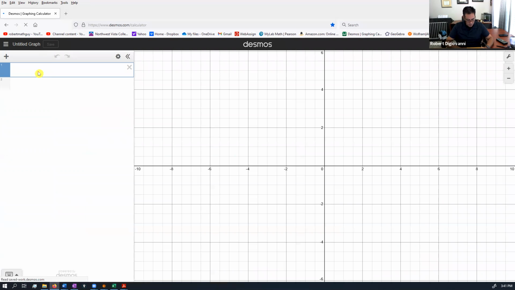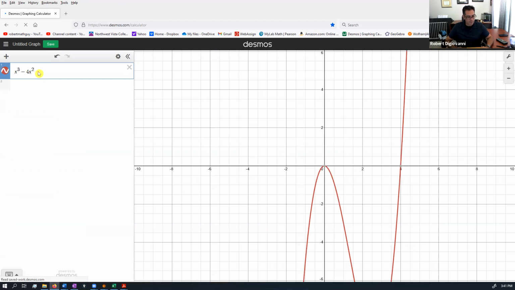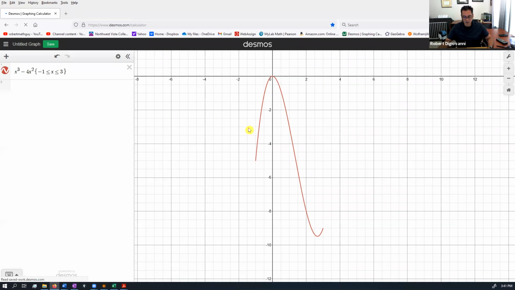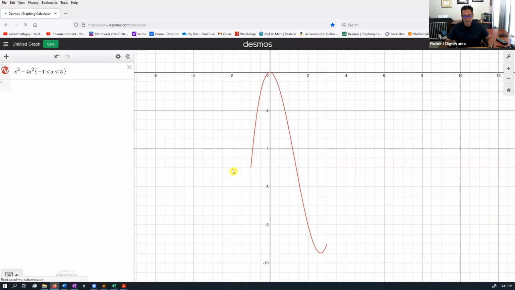If I go to x cubed minus 4x squared, and I just look between -1 less than or equal to x less than or equal to 3, there's the graph of that function between -1 and 3.